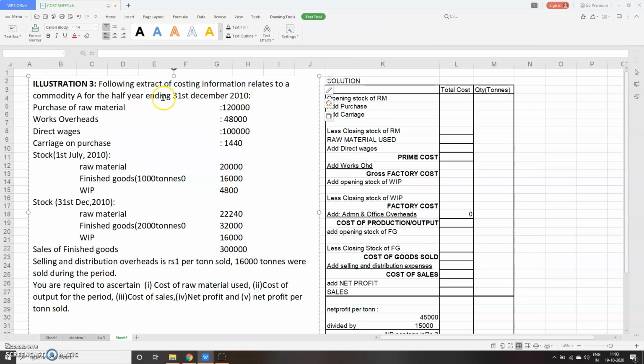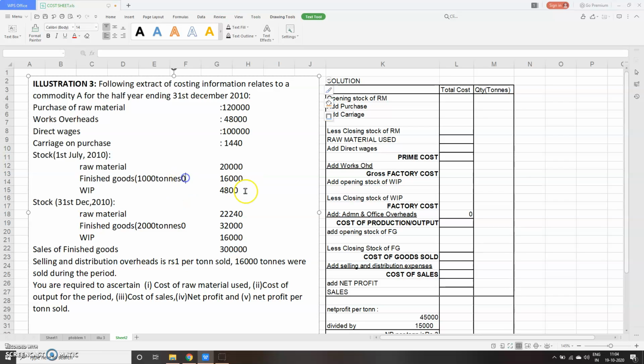It's quite simple one. Following extract of cost information relates to a commodity A for the half year ending 31st December 2010. Okay, 6 months period. Purchase of raw material is given. Works overhead is given, that is factory overheads. Direct wages, carriage on purchase is given. Then opening stock is given for all the three items: raw material, finished goods, and WIP.